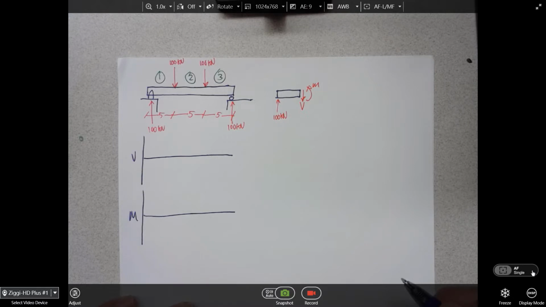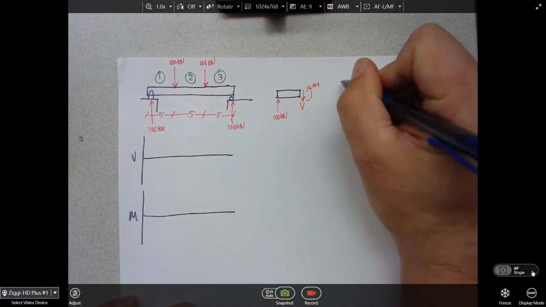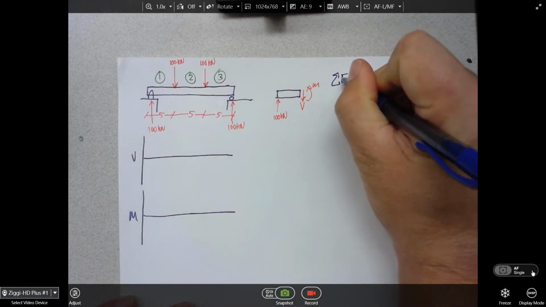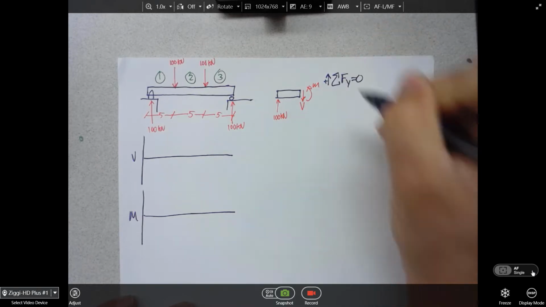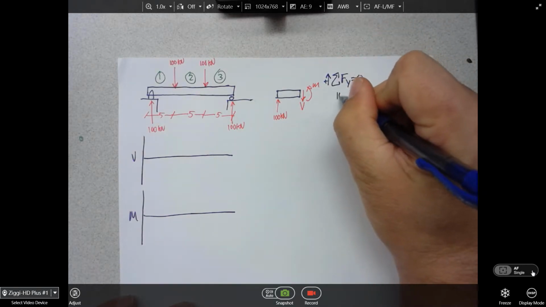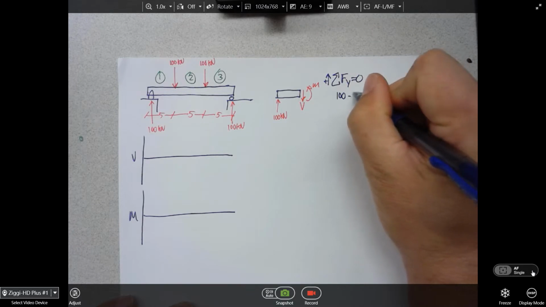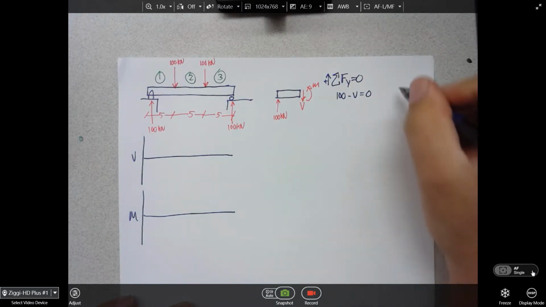Everybody good with this? Okay, so we just write our force summation equation. The sum of the forces in the y has to be 0, so we'll have 100 minus V equals 0. What's V going to be? 100.